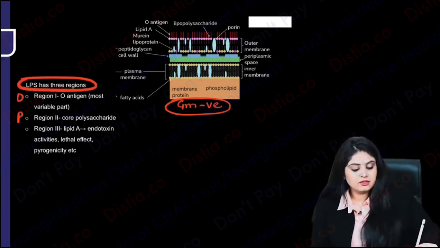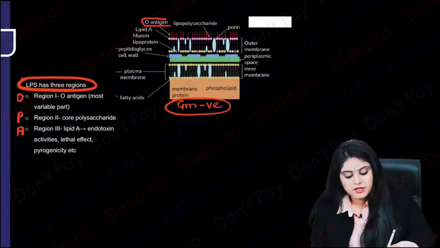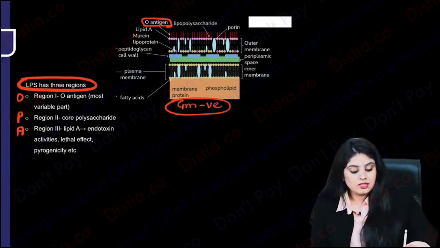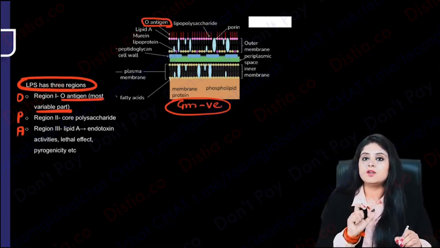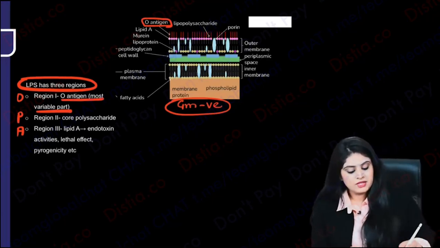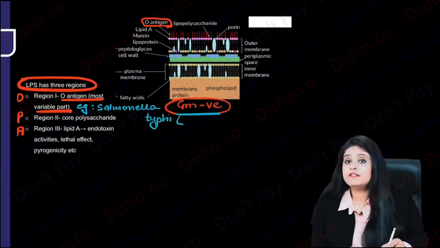What is OPA? There are three regions that a lipopolysaccharide has. If you look carefully on the top, you have an O antigen. Guys, O antigen is the most variable part. Maximum variations in a gram negative organism are because of this O antigen. And I'll give you an example. You all have heard of a gram negative organism called Salmonella typhi. I'm talking about enteric fever, typhoid fever.